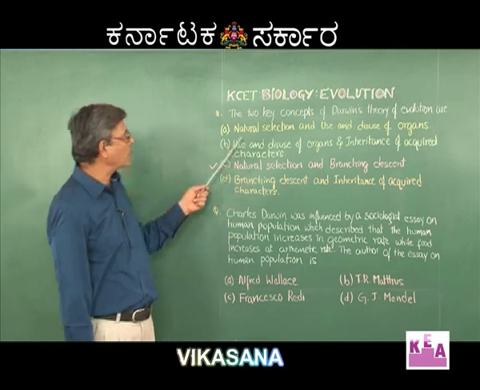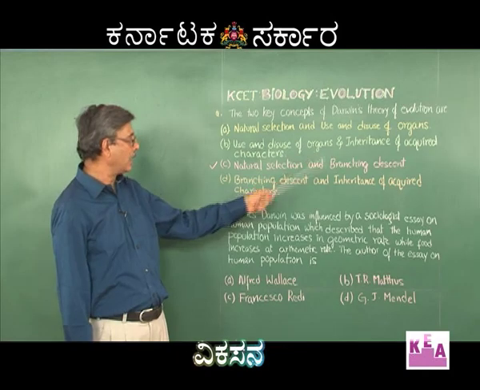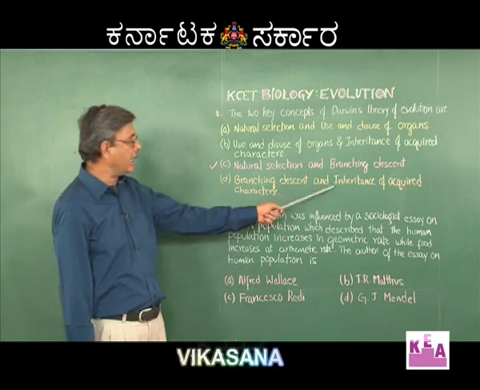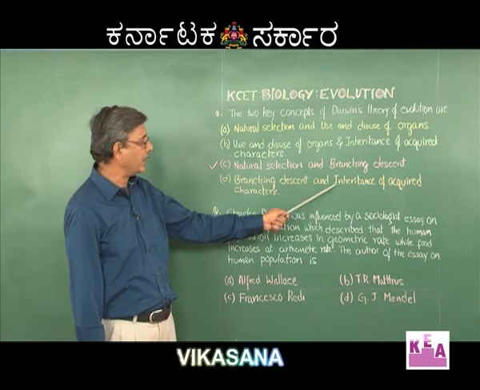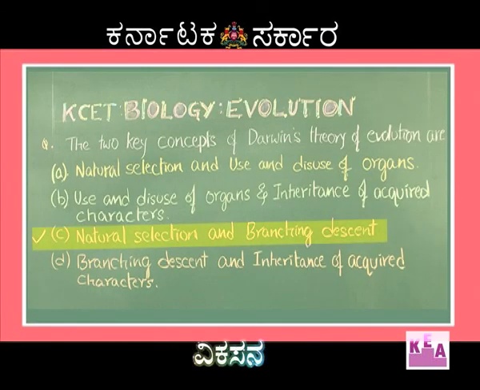When we look into option A, natural selection is a concept of Darwin's theory, whereas use and disuse of organs is the concept of Lamarck's theory of organic evolution. Same thing, use and disuse, whereas inheritance of acquired characters, both are the concepts proposed by Lamarck. Branching descent and inheritance of acquired character, second part again Lamarck. So, we confirm that option C is the answer.